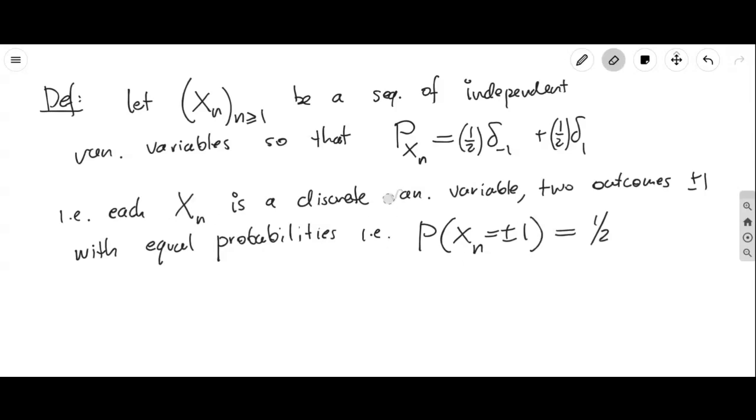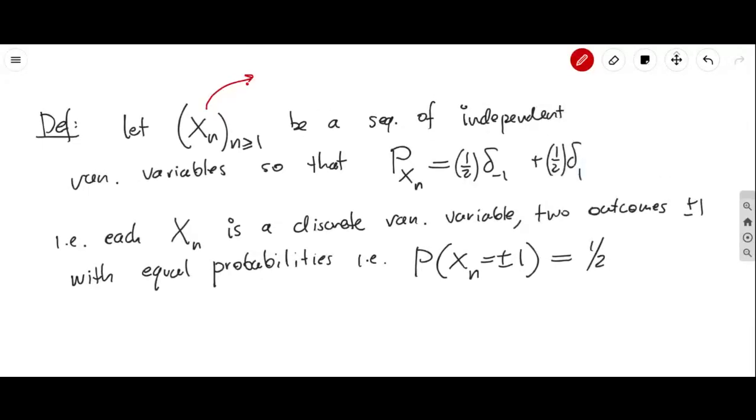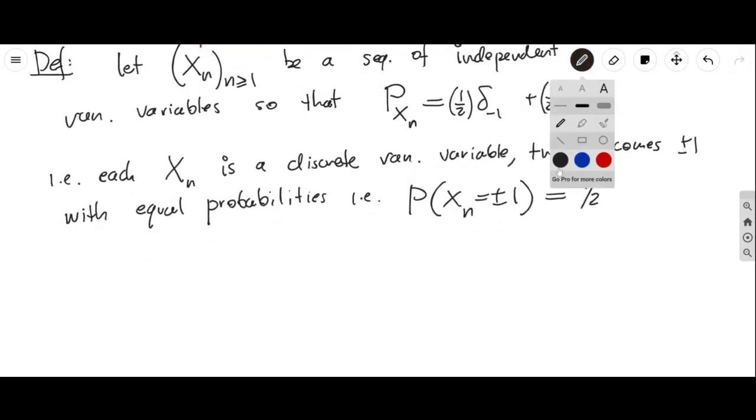So these are discrete random variables. This is their distribution. They have two possible outcomes, plus 1 and minus 1, and they happen with equally likely probabilities. And that's exactly what we were saying. You want to think of these intuitively as a sequence of coin flips, where you just flip a coin over and over and over again. But instead of calling them heads and tails, you call them plus and minus 1, with equal probabilities.